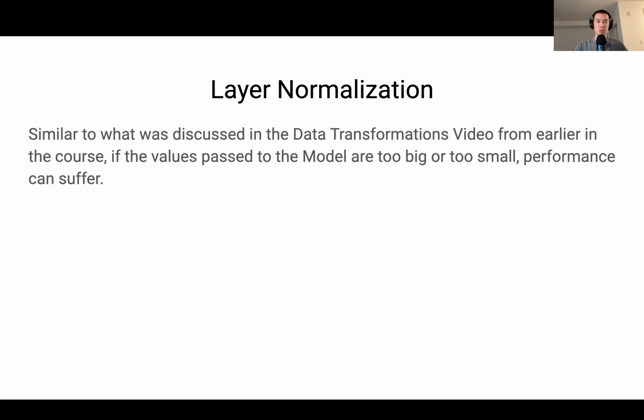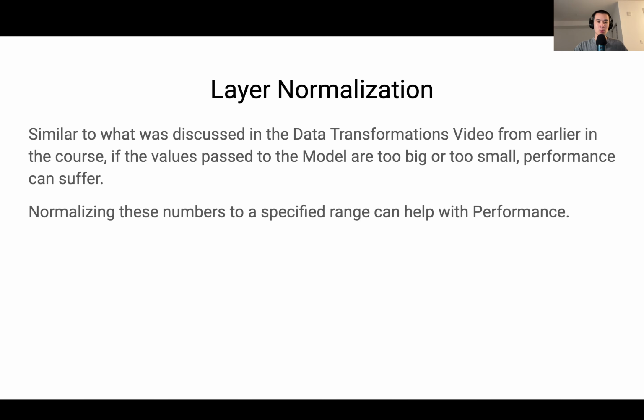Next up is layer normalization. Similar to what was discussed in the data transformations video from earlier in the course, if the values passed to the model are too big or too small, performance can suffer. So we want a sweet spot. Normalizing these numbers to a specified range can help with performance.